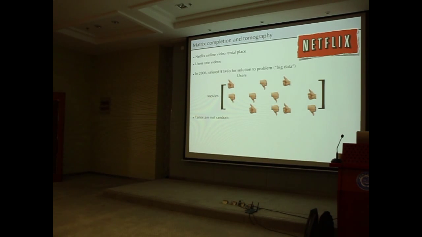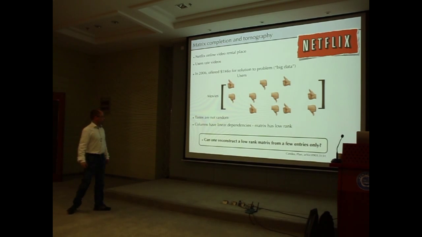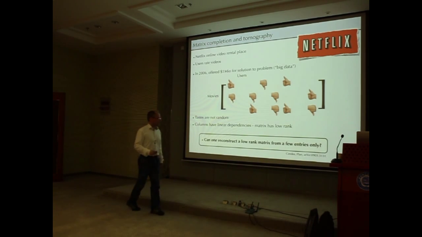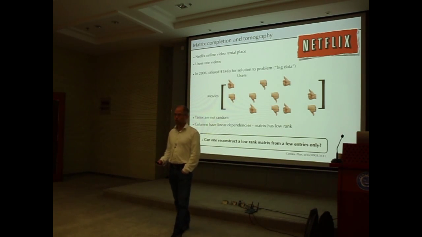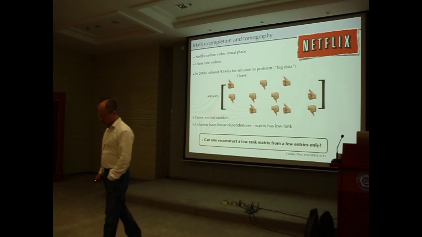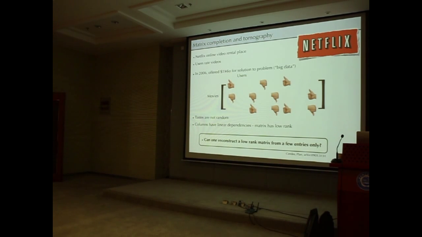People have preferences, and that means that, to a good approximation, the columns of that matrix will, in one way or the other, be linearly dependent, capturing the tastes, which would mean that the given matrix would have approximately low rank. So the mathematical question is whether one can reconstruct a low rank matrix from a comparably small number of matrix entries alone. And this is what's called the matrix completion problem, a variant of compressed sensing that was introduced by Candès and others.